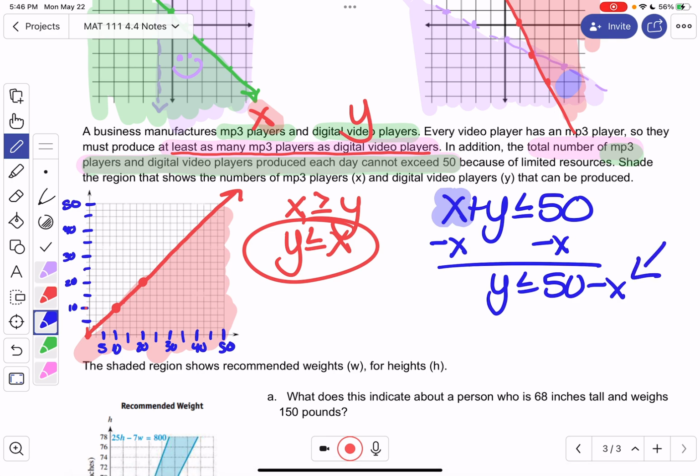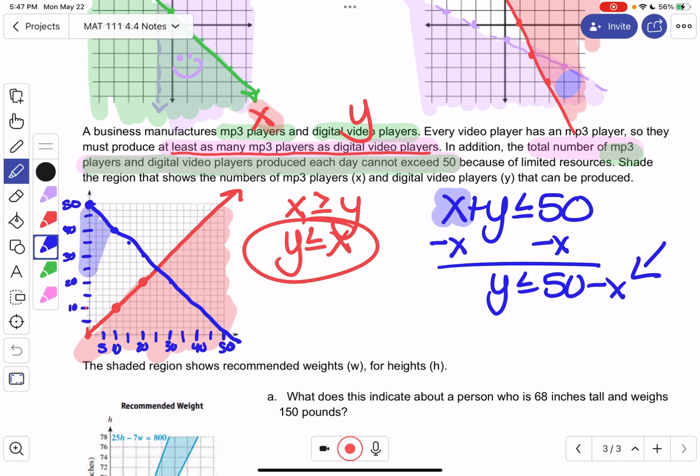Now, for this line, we're going to start at 50, and we're going to go down 1 over 1, which means I can go down 10 over 10, down 5 over 5. It doesn't matter as long as they're the same on the top and the bottom. So this line would be the one that represents the second equation, and it's also less than, so we shade underneath.